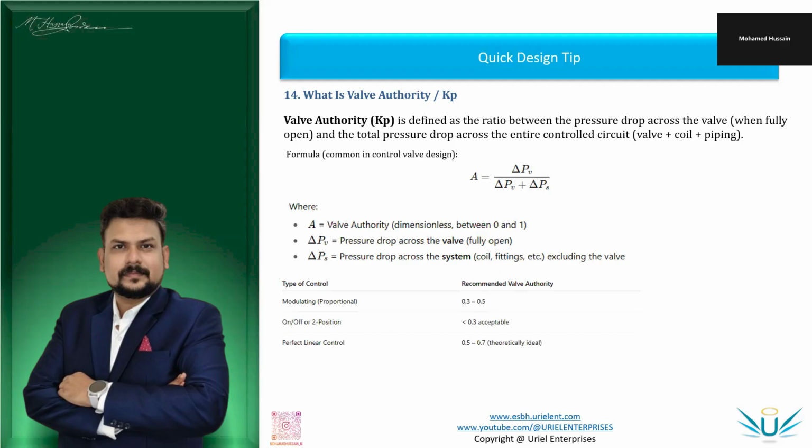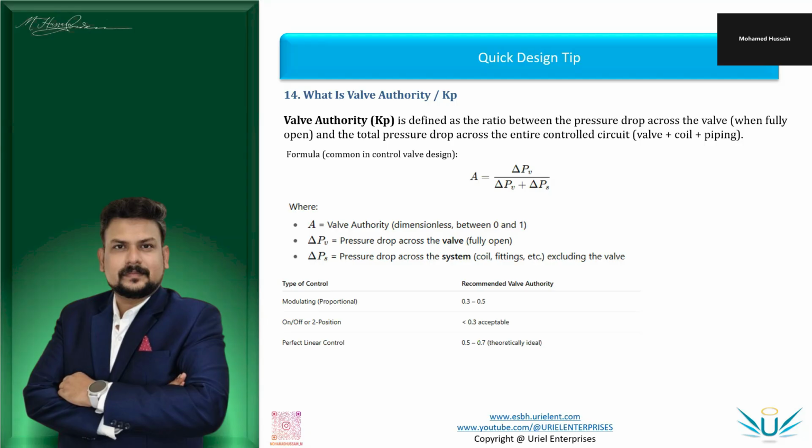Here I have given the recommended value, which is the ASHRAE standard recommendation. If you are choosing a modulating control valve, the valve authority range has to be 0.3 to 0.5, and if it is on off position, less than 0.3 is acceptable. Perfect linear control is theoretical only, but practically it is 0.3 to 0.5.